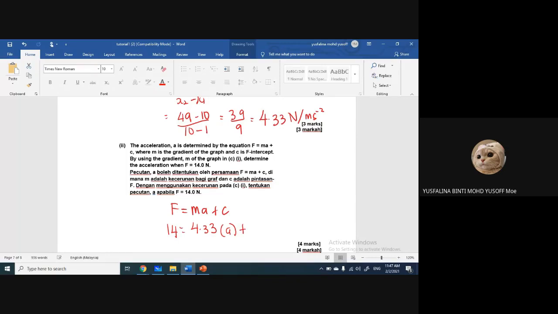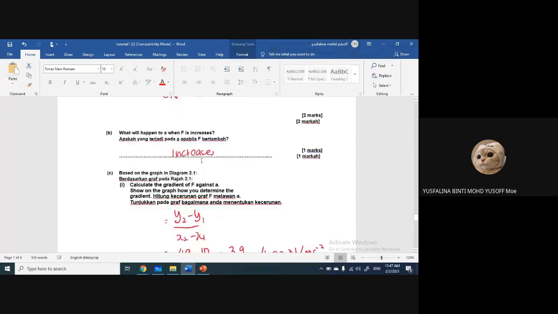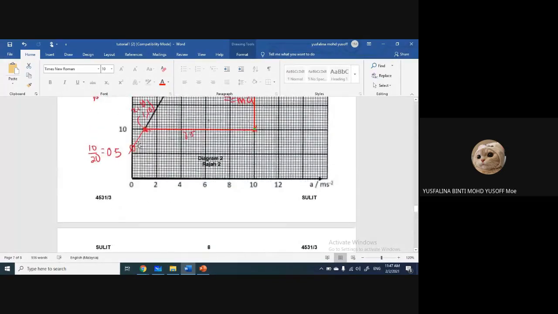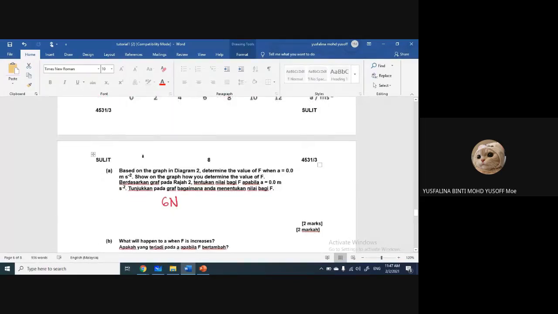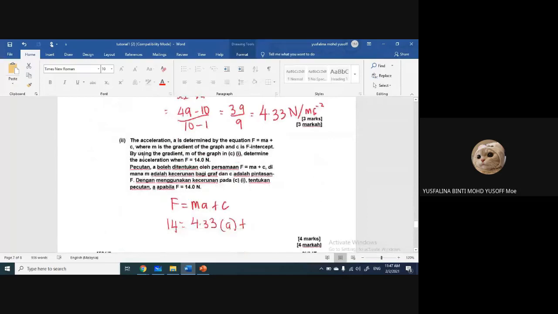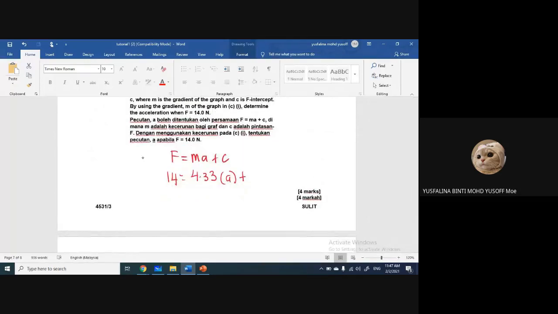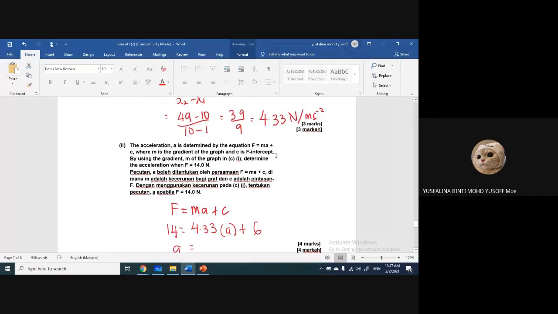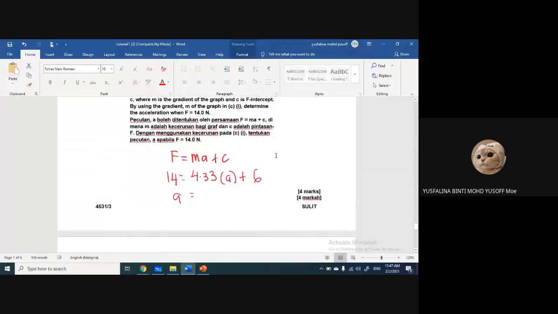The y-intercept we already know. Here, right? This is the y-intercept, so the y-intercept is 6 Newton. So you just put 6 here, then you find a. Just use the equation given, substitute with the values that have been given and also the gradient that you already calculated. So can you give me the answer for a?